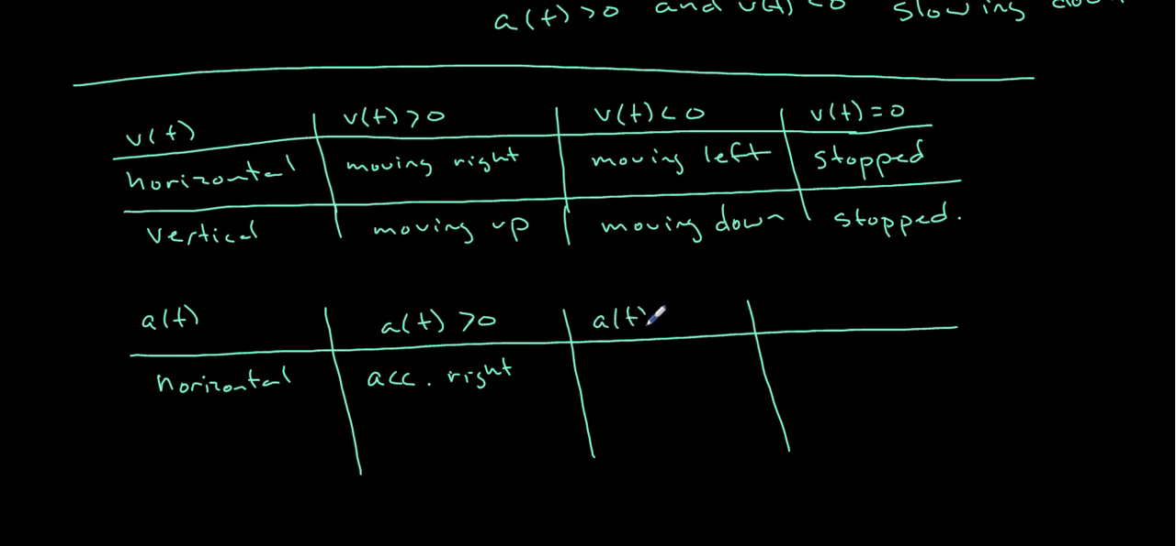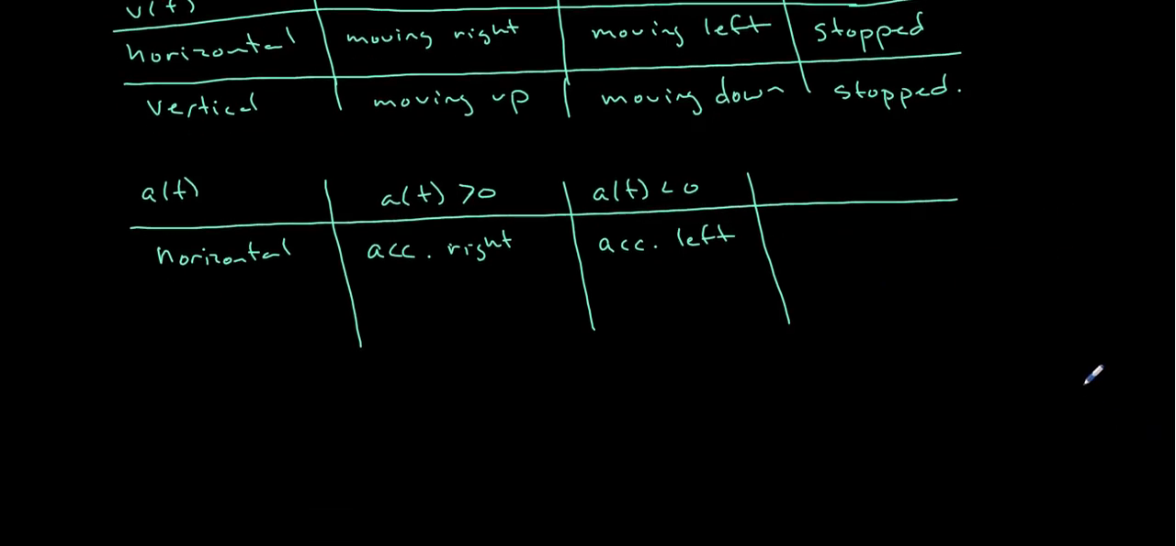What if A of t is less than 0? Accelerating left. And it also depends on which way you're moving, whether you're slowing down or speeding up. Okay, let's say acceleration equals 0, or A of t equals 0. Acceleration is 0. That means constant velocity. Well, I'm going to say v of t is not changing. Okay, I'll say it's constant.